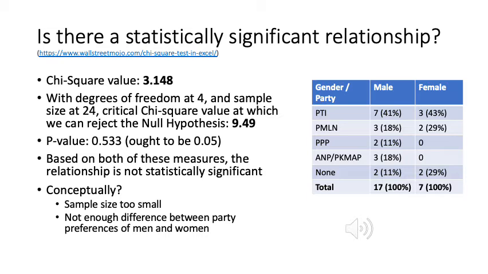And if that were the case, actually the relationship would have been statistically significant. The chi-square value would have been higher. But the sample size was too small. The distribution of values could have been simply due to chance. And furthermore, there was not enough difference between party preferences of men and women. There's a little bit of difference, but based on the very small sample size, it's not enough to make it statistically significant.